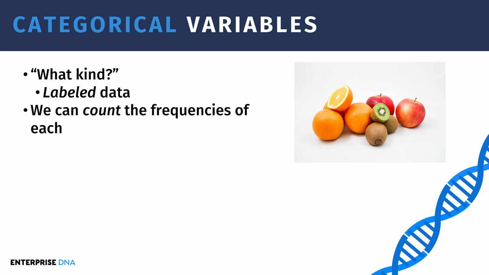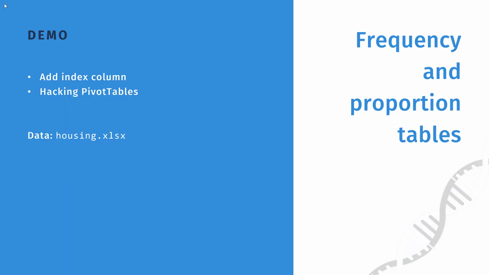All we can do is assign a label to each of these values, which means that we are going to count the frequencies. If we have, let's say, this number of fruits, how many are apples, how many are oranges, etc. That's what we're going to do in Excel. We're going to do that a couple different ways. We're going to use pivot tables to do that in either case.